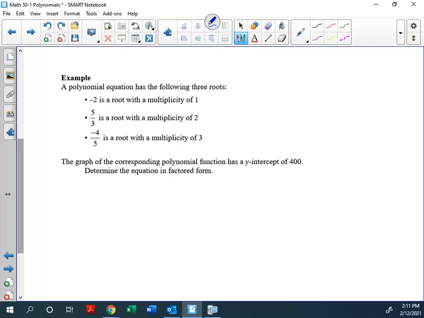A polynomial equation has the following three roots: -2 with a multiplicity of 1, 5/3 is a root with a multiplicity of 2, and -4/5 is a root with a multiplicity of 3. The graph of the corresponding polynomial function has a y-intercept of 400. Determine the equation in factored form.